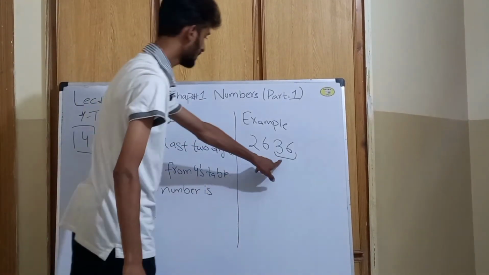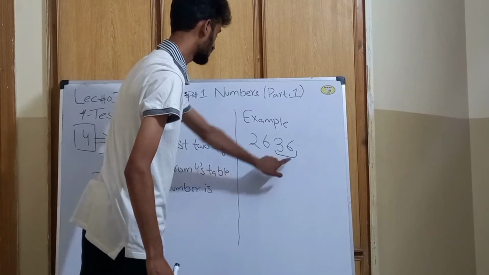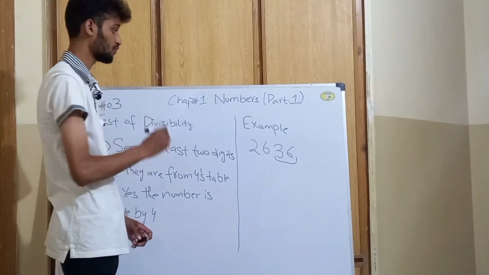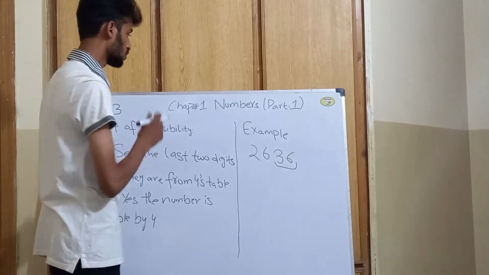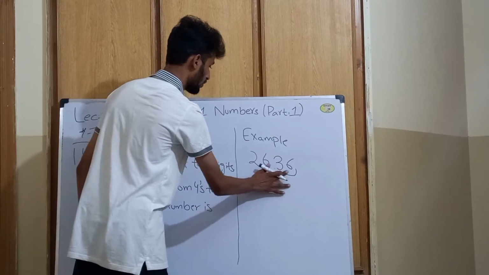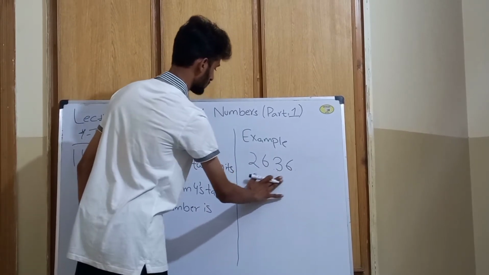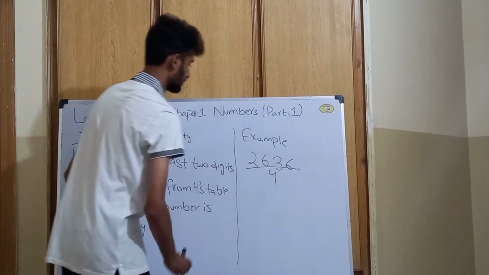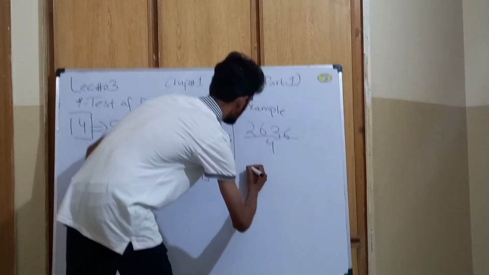So we will see the last 2 digits of this number. Is 36 from the 4 table? Yes, 4 nines are 36. So this number is divisible by 4. We can divide it by 4 and we will get a proper answer. It won't be in decimals. So let's divide it by 4. So what will be our answer?